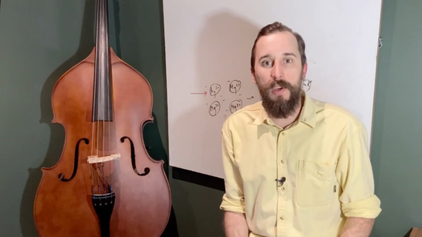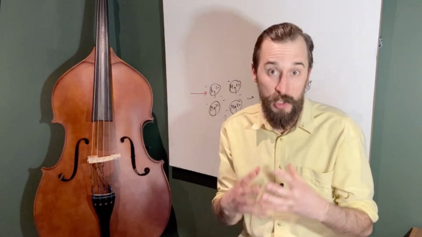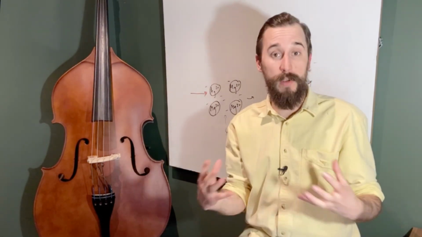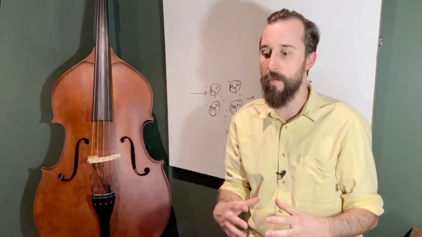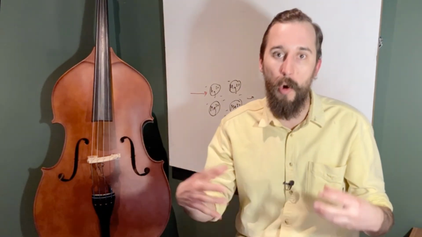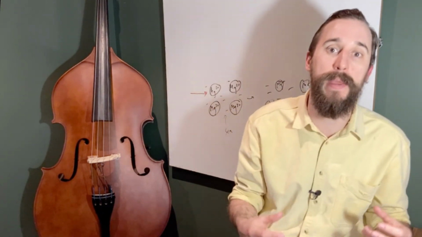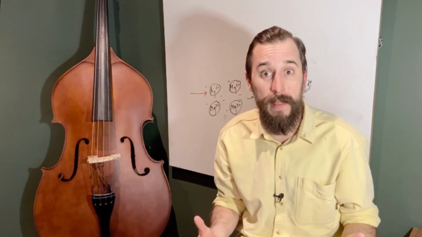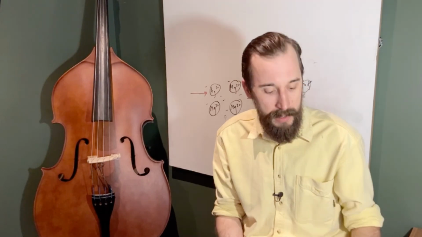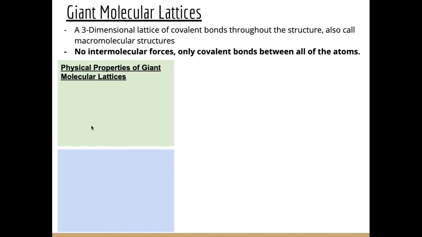So unlike our small molecules that have intermolecular forces, our giant molecular lattices have no intermolecular forces because it's essentially just one giant molecule. It's just a whole bunch of atoms, and every single atom is covalently bonded to one another. We said just before that covalent bonds are very strong. So this is going to have some inference for the physical properties of our macromolecules. They have very high melting points, because covalent bonds are very strong, so it takes a large amount of energy to overcome that.